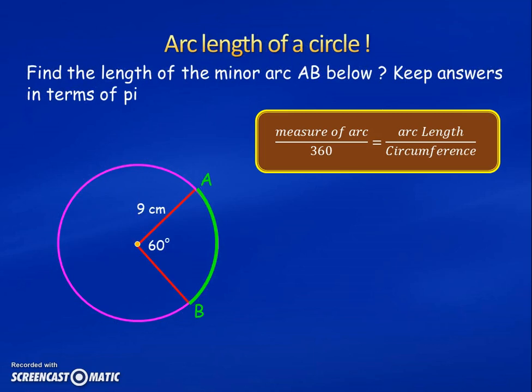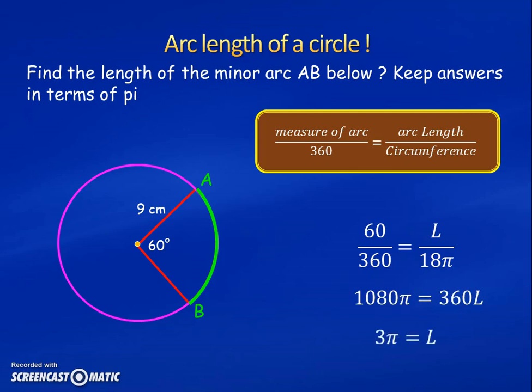Okay. Our next example here, our arc measure is 60 degrees. 60 over 360 equals L over 2 times pi times 9. So 2 times 9 was 18 pi. Cross multiply, you get 360L equals 1080 pi. Divide by 360 and we get 3 pi. So our arc length is 3 pi.